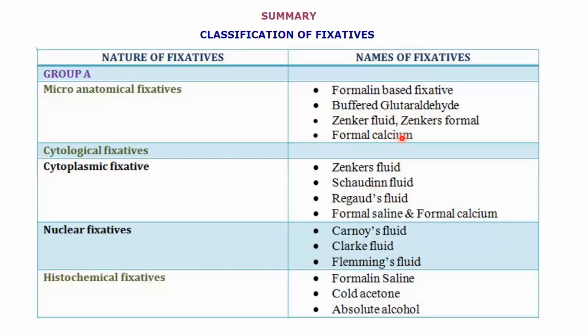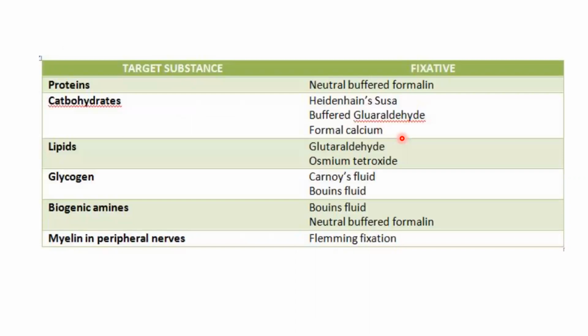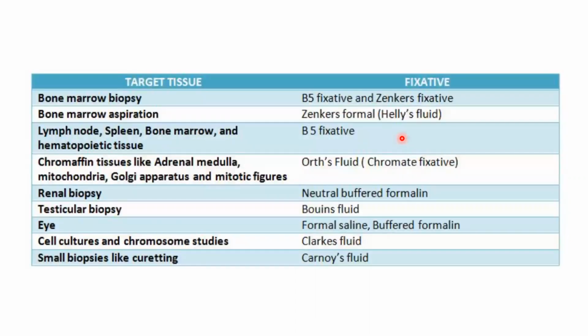Then we discussed the overall summary of the various types of fixators, their targets, and the fixator of choice we can use, such as for protein, carbohydrate, lipid, glycogen, bioamines, myelin sheaths, biopsies, lymph nodes, bone marrows, chromaffin, renal, testicular, eye, cellular, and other tissues, and how to subject these tissues to the various fixators that we discussed in today's lecture.